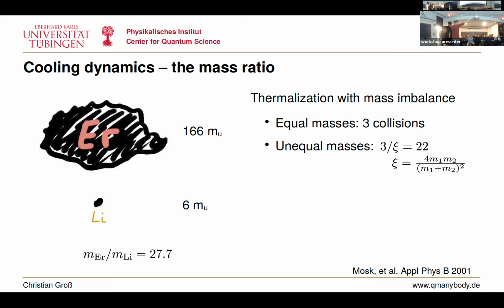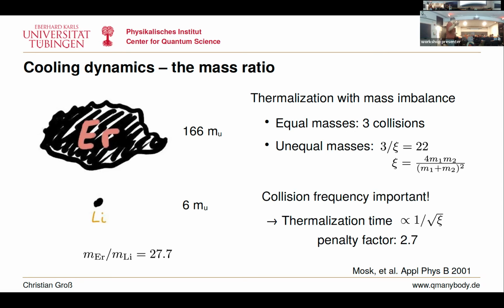Okay. But the thing is, with unequal masses we actually have to pay a price, and that is collisions. Thermalization takes more collisions. Actually, it takes 22 collisions instead of 3 collisions in this matter. So it takes longer to thermalize. But if we sit on the standpoint of erbium, and we know erbium thermalizes, lithium is much faster, the collision rate is much higher. If we take this into account, then actually we pay a penalty of only 2.7 relative to erbium. That's not that bad. So this looks okay.